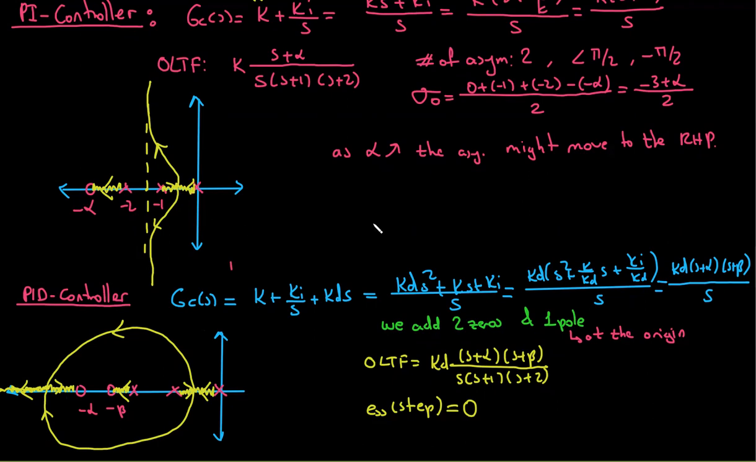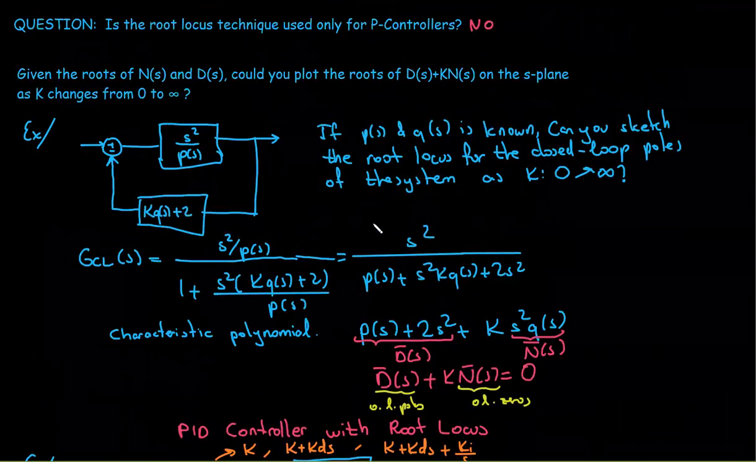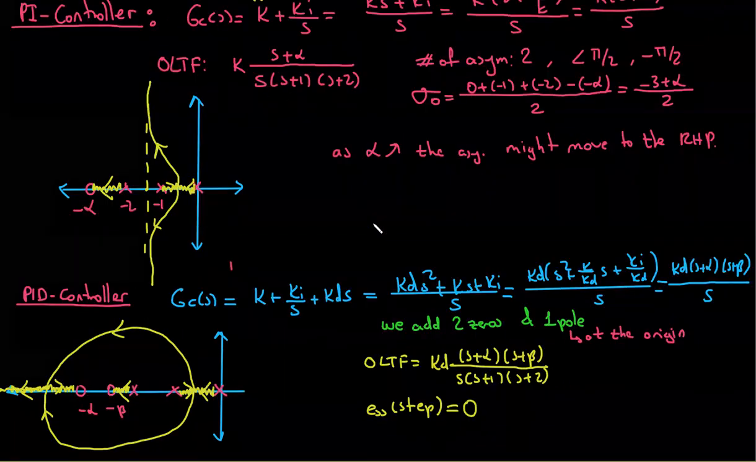So do you have any questions? We mentioned all the cases for the simple example: P controller, PI controller, PD controller, I controller, and PID. If you have questions, if I can explain anything better, please let me know right now.